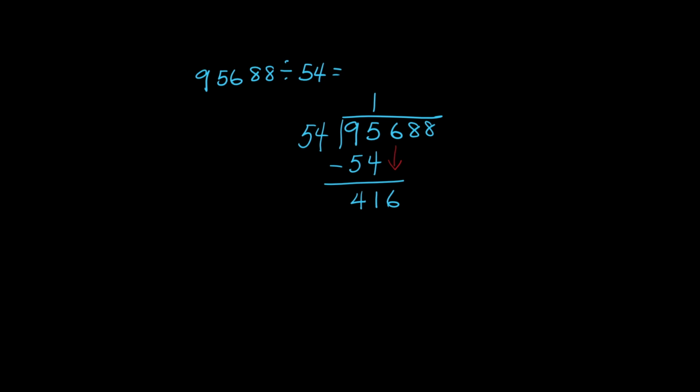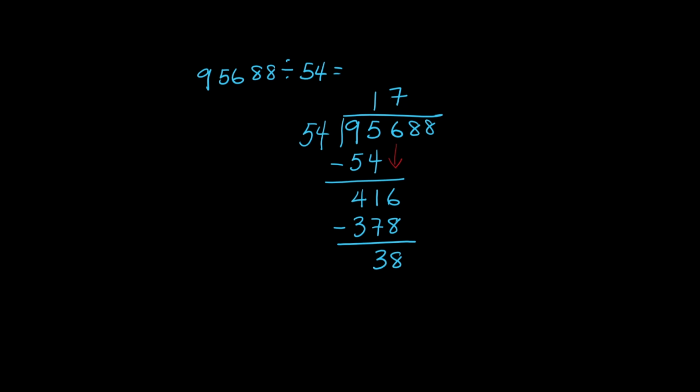Now how many times can 416 be divided by 54? That will be 7 times. 54 times 7, and that will be 378. And 416 subtract 378 will be 38. Can 38 be divided by 54? No. So we would need to pull down a copy of our 8. So when we go ahead and pull that down, the new number will be 388.